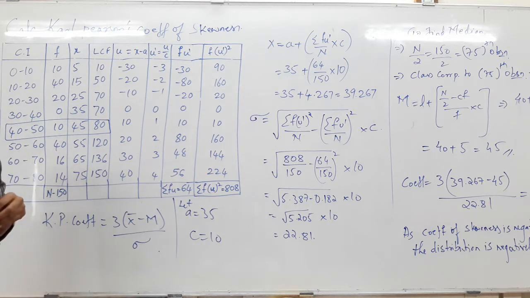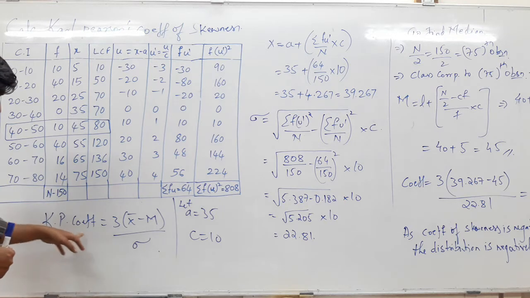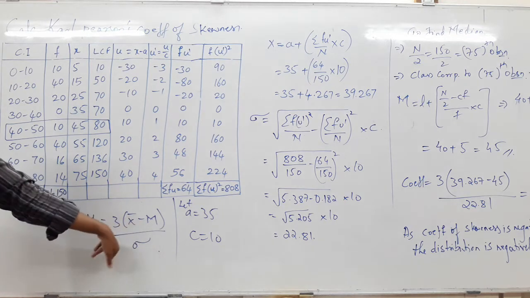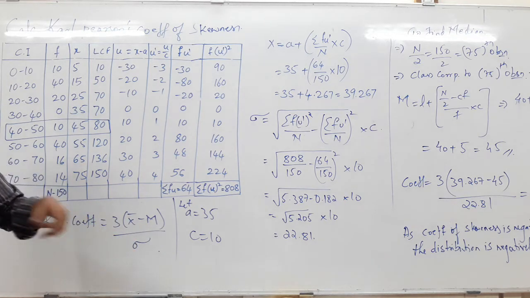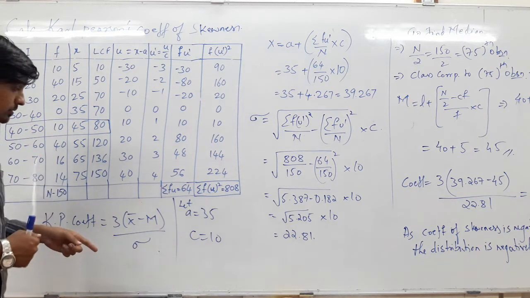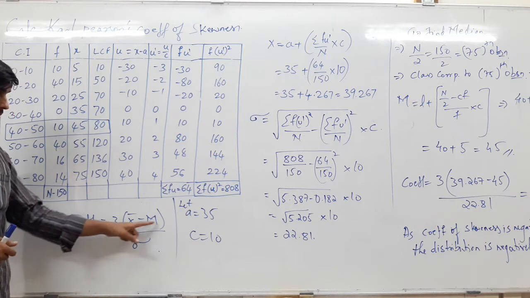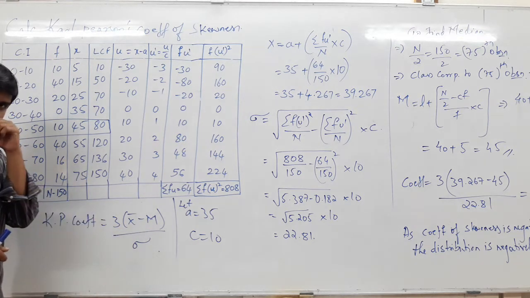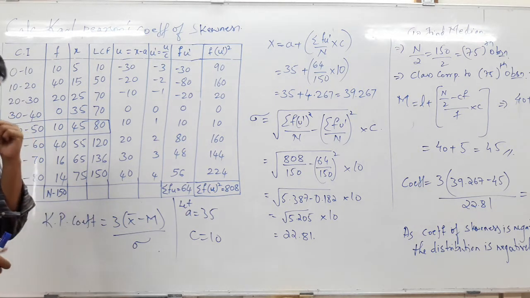So you cannot do this sum by the mode formula, that is, Karl Pearson coefficient is equal to x bar minus z divided by standard deviation. You cannot do this sum by that formula. We have to use the median formula, 3 into x bar minus z divided by standard deviation.